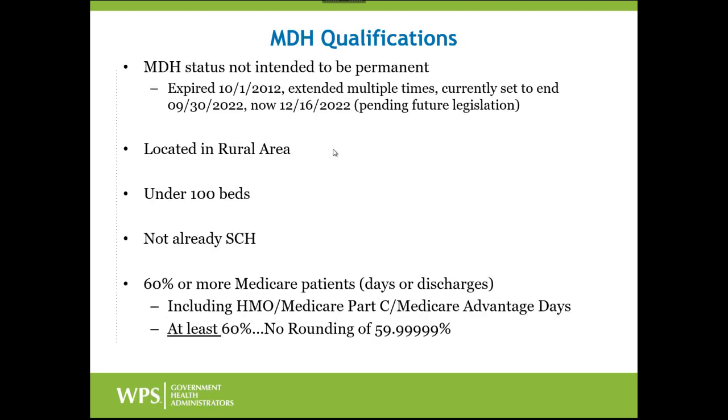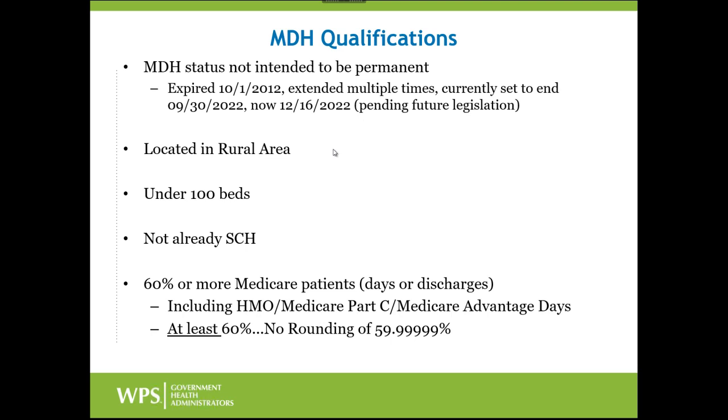Now we'll move on to the less complicated of the two, the Medicare Dependent Hospital Qualifications. Now, the very first thing I want to say about Medicare Dependent Hospital status is that when this first was issued in 1990, this was not intended to be permanent. It's expired multiple times throughout the years. It's been extended multiple times throughout the years by Congress.